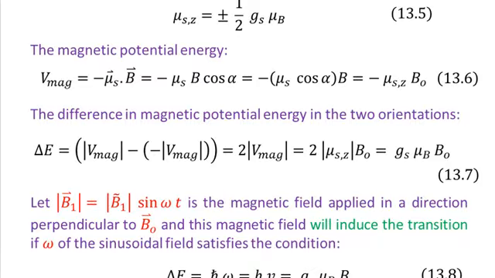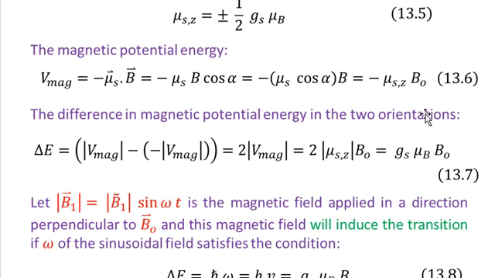So if you want to calculate the energy difference between two levels, the difference in magnetic potential energy in the two orientations is given by equation 13.7. That is, delta E, the difference in magnetic potential energy in the two orientations, is equal to the modulus of V mag minus the negative of the modulus of V mag, which is equal to 2 times the magnitude of V mag, and can be written as 2 times the magnitude of the z component of the spin magnetic moment times B naught.